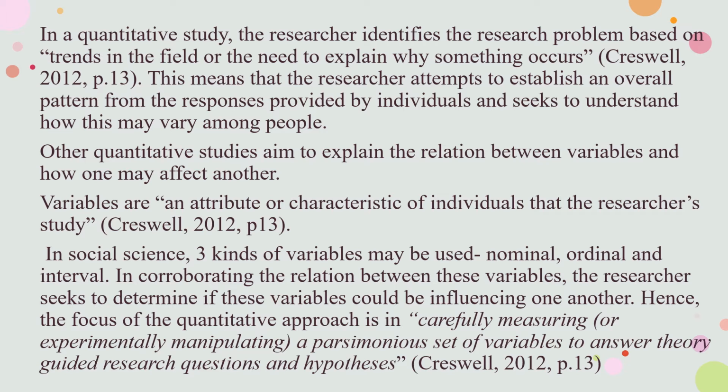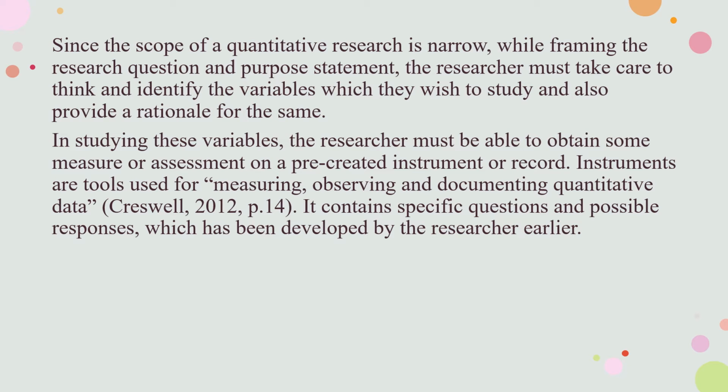Variables are an attribute or characteristic of individuals that the researchers study. In social science, three kinds of variables may be used: nominal, ordinal, and interval. In corroborating the relation between these variables, the researcher seeks to determine if these variables could be influencing one another. Hence, the focus of the quantitative approach is in carefully measuring a set of variables to answer theory-guided research questions and hypotheses.